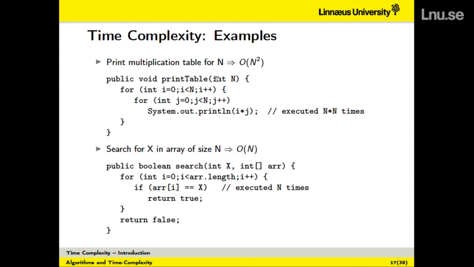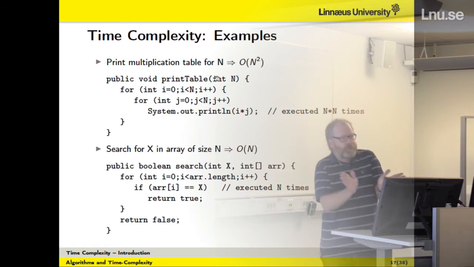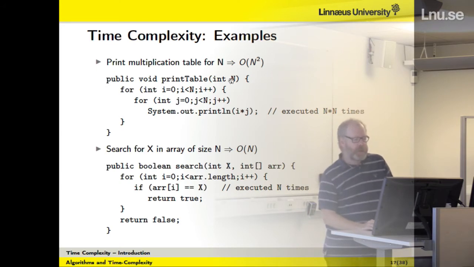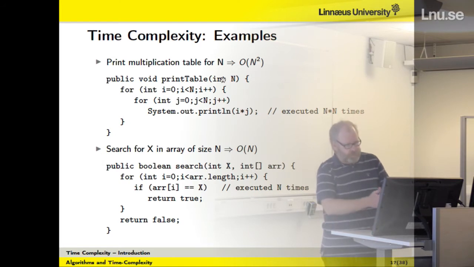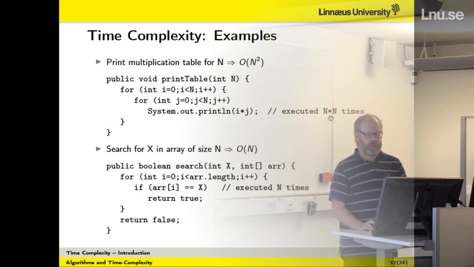Print multiplication table. The input parameter n here will determine the time. How will it scale? The time to print the multiplication table, how will it scale with the input data? Well, we are printing a square. So for every n here, we will repeat this n times. So this one is big O of n squared. Did it make sense? The larger n, it takes much, much longer time. It grows proportional to the square.